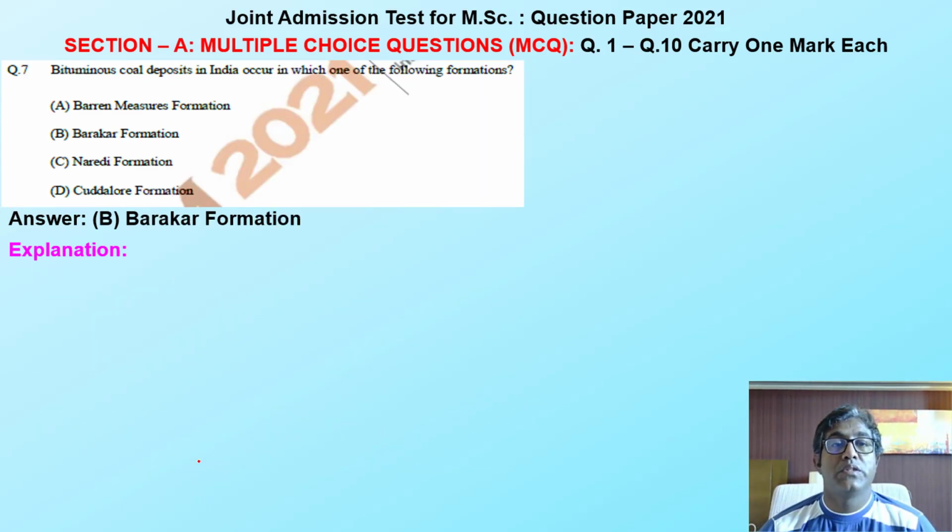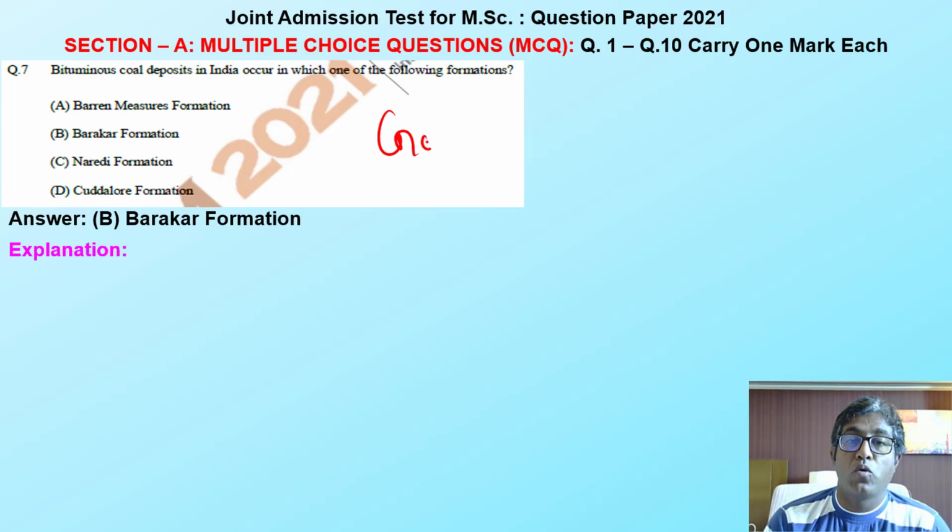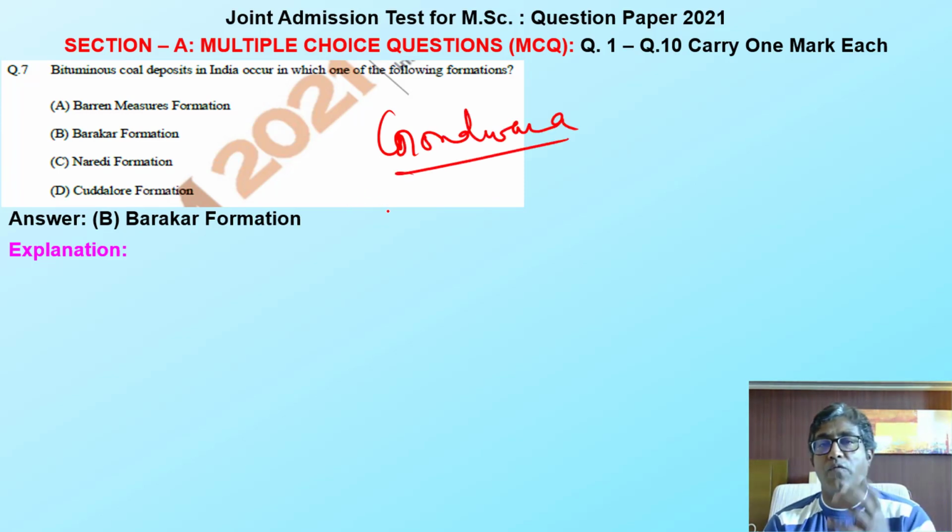This question states that bituminous coal deposits in India occur in which one of the following formations? I have told my students and in the video lecture also that you have to remember, by hook or by crook, the Gondwana. By any means, you have to mug up, grasp and absorb what is given related to Gondwana, because every time in GATE we have one question related to Gondwana, whether it is MCQ or MSQ.